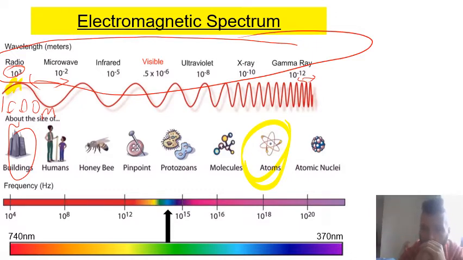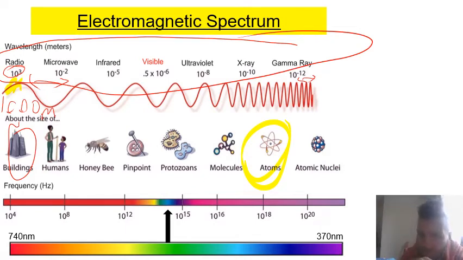gamma rays. So something we need to know is all the names of these electromagnetic waves. And we also need to know them in order. We need to know that radio's the longest. We need to know visible is smack dab in the middle. And we need to know gamma rays are on the other side.